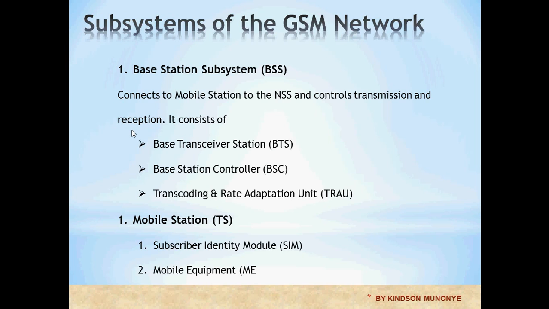Now we have the next one, the mobile station. This is the easiest one to understand. When you have a phone and you put a SIM card inside, you have a mobile station. Here it should be MS, that was a typo. The mobile station is made up of the subscriber identity module, that is the SIM, and also the mobile equipment. The SIM is a small card that houses your personal information and some other details. The mobile equipment is your phone.